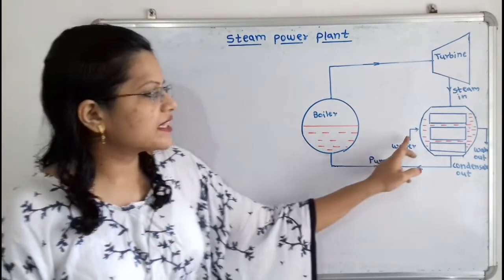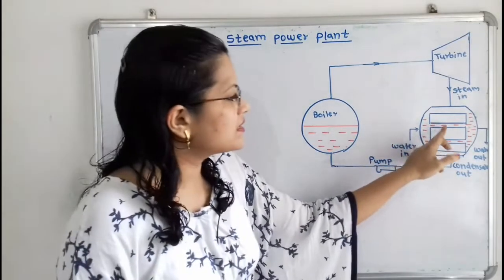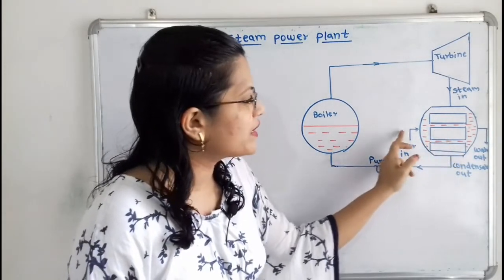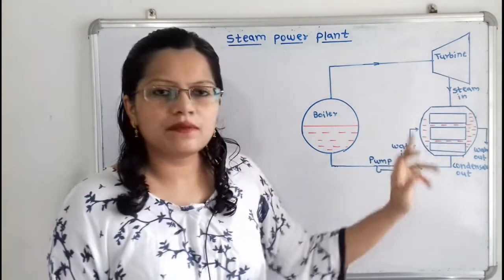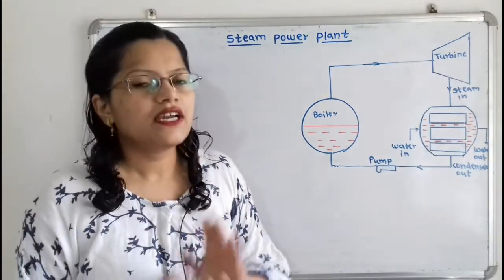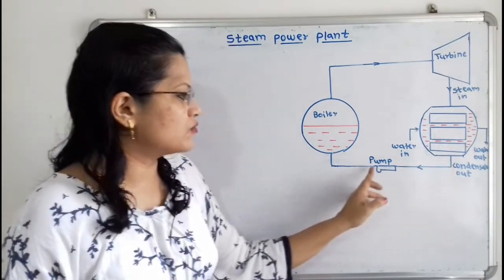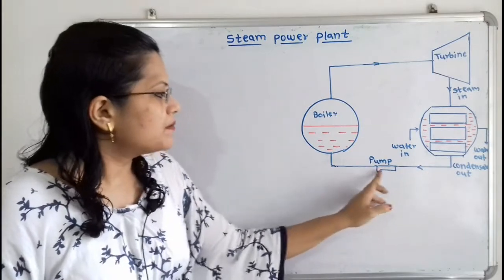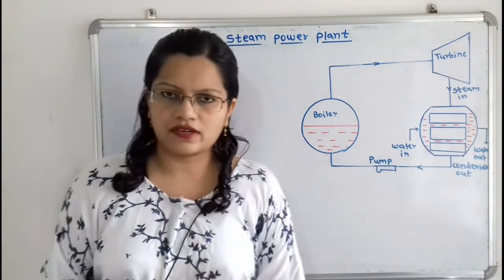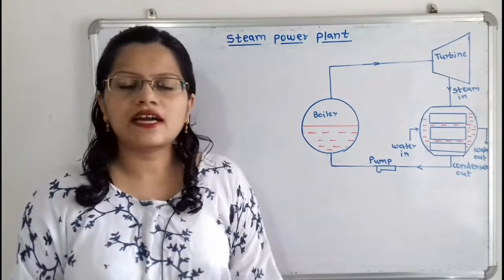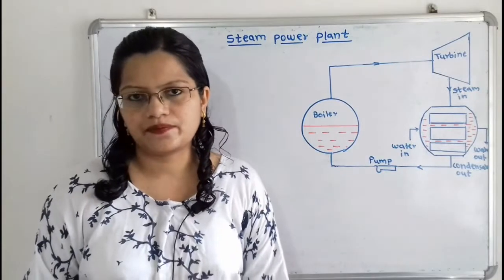And here a single pass water condenser is used. That means in these tubes water is flowing in one direction only, and the water plus vapor mixture is getting condensed into saturated water. Here is the condensate out, and from this pump the condensate is again supplied to the boiler. So this cycle is completed by using a single water pass condenser.